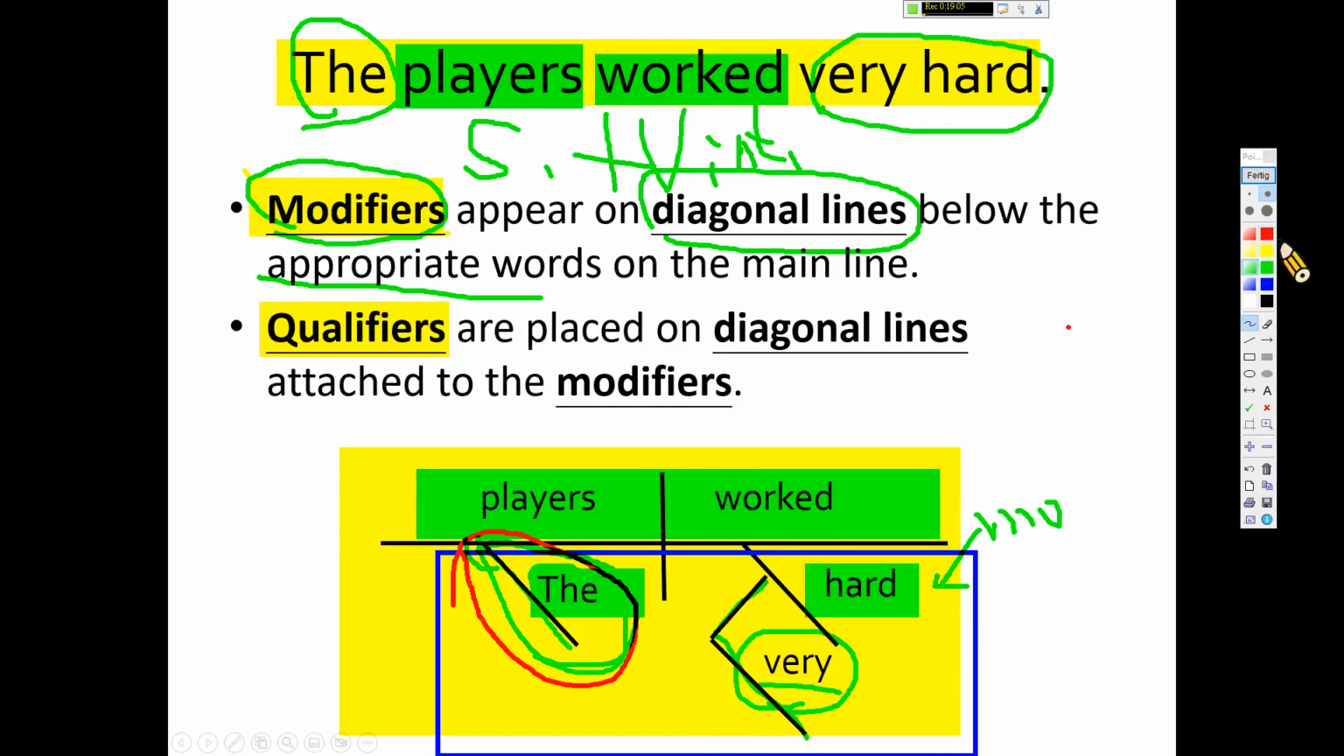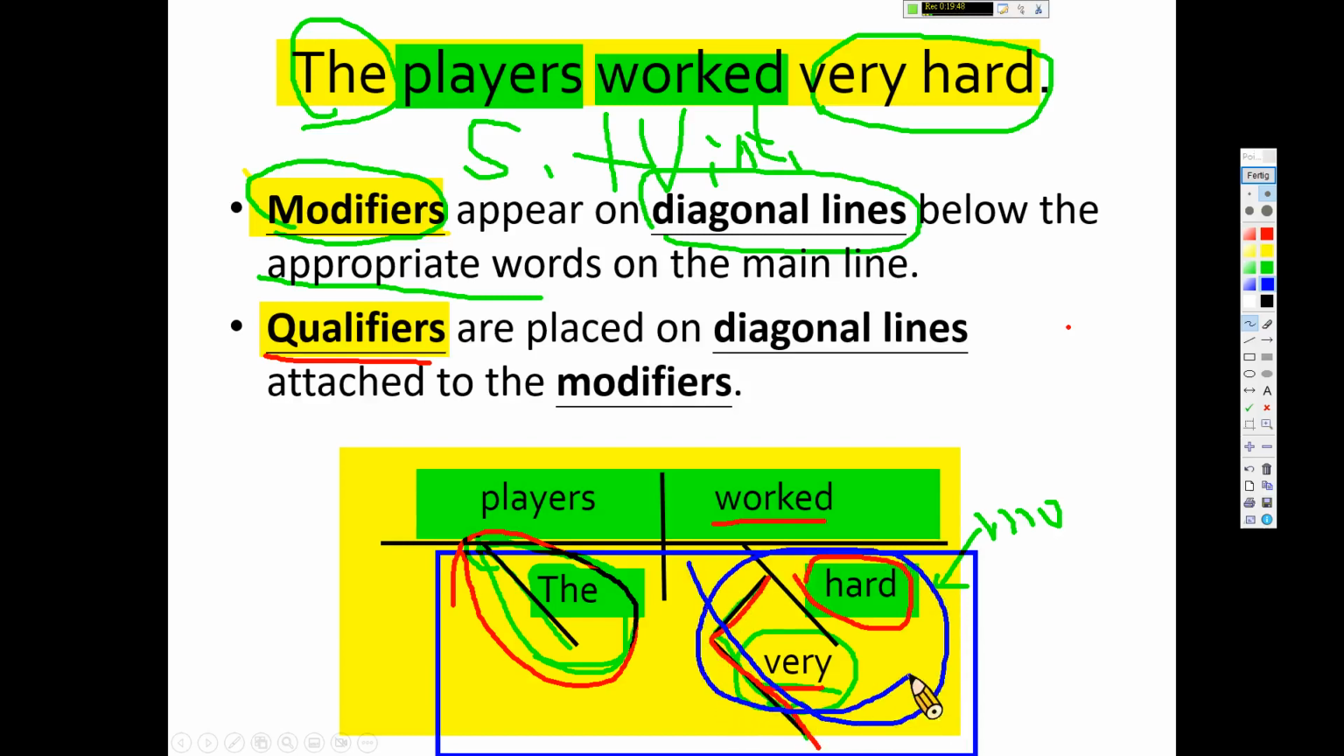So let me say that one more time. The modifier to modify worked is actually hard. But now we add in a concept of qualifiers to ask how intense hard is. So now we have very. So how can you connect very to hard? Again, we use this kind of diagonal line to modify hard. So basically, work hard. How hard? Work very hard. Okay?